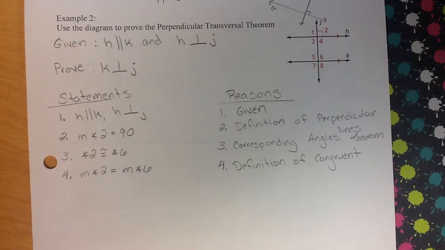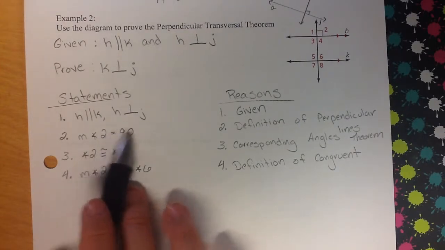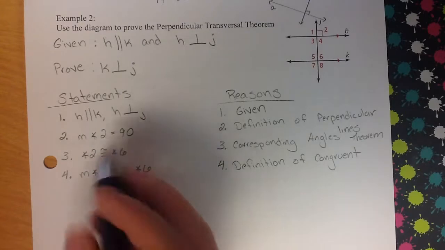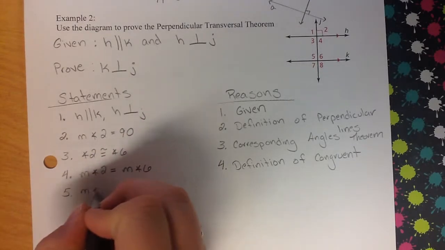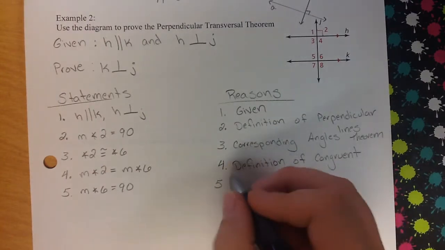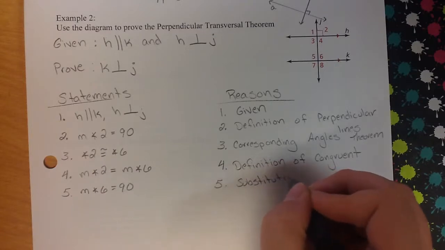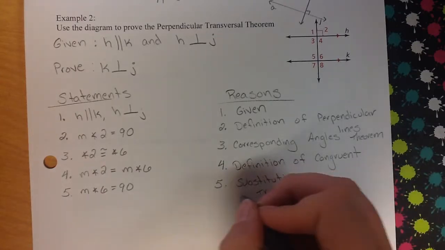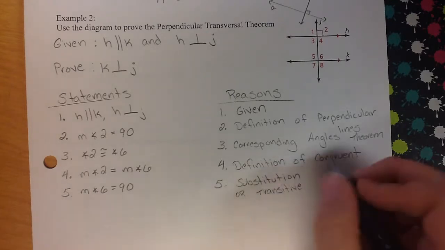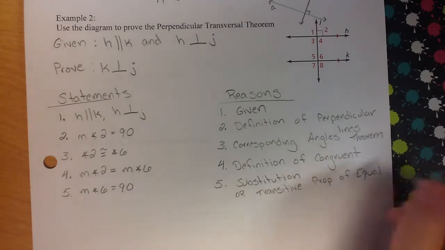Well, if the measure of angle 2 equals the measure of angle 6, and we know the measure of angle 2 equals 90, I can put these two statements together because they both equal the measure of angle 2, and I can say that the measure of angle 6 then has to equal 90. Two options here. You could say substitution property of equality, or transitive. Those are both properties of equality because we're using an equal sign.